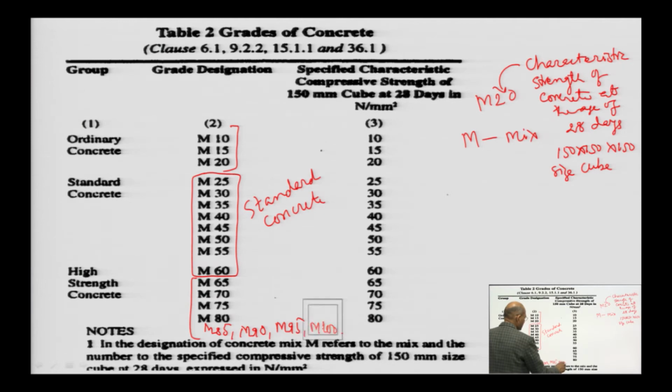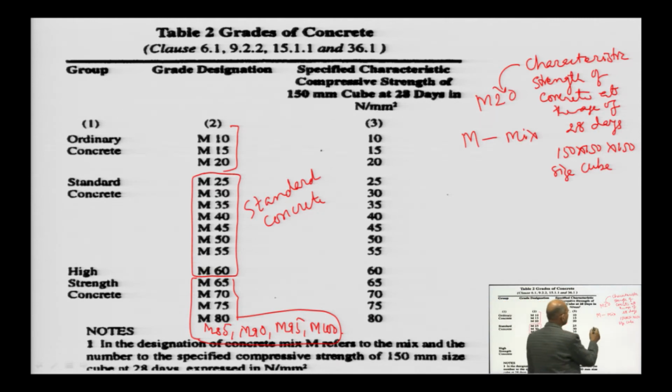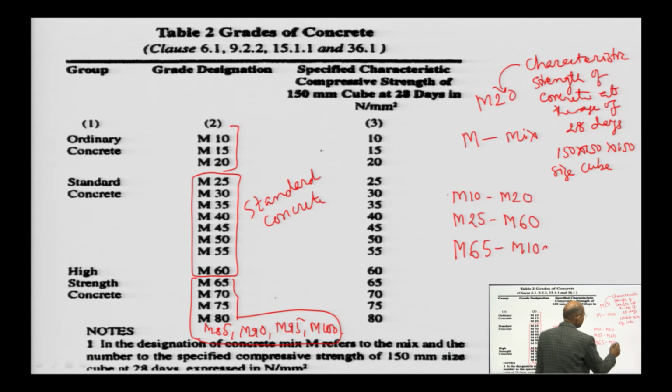So, this is the grouping. It has been grouped into 3 categories. The first category is ordinary concrete, which is M10 to M20, standard concrete is M25 to M60, and high strength concrete is M65 to M100. So, these 3 categories are important.